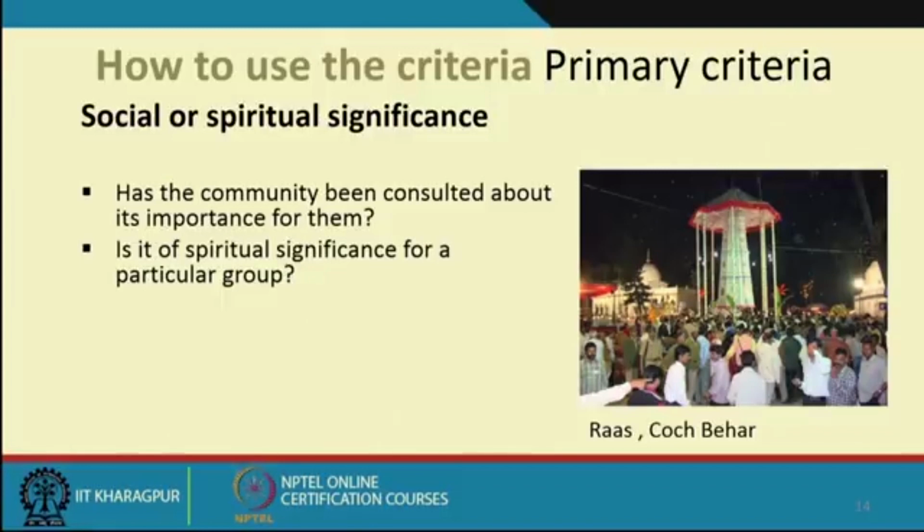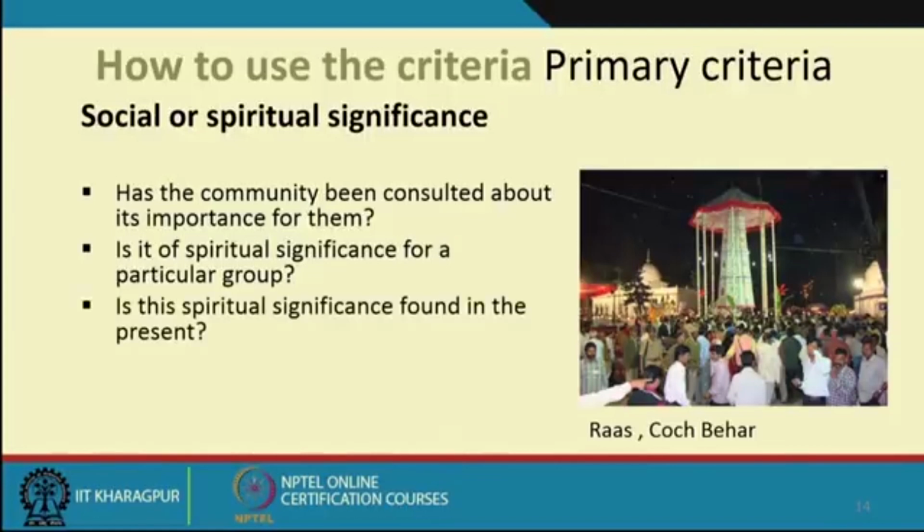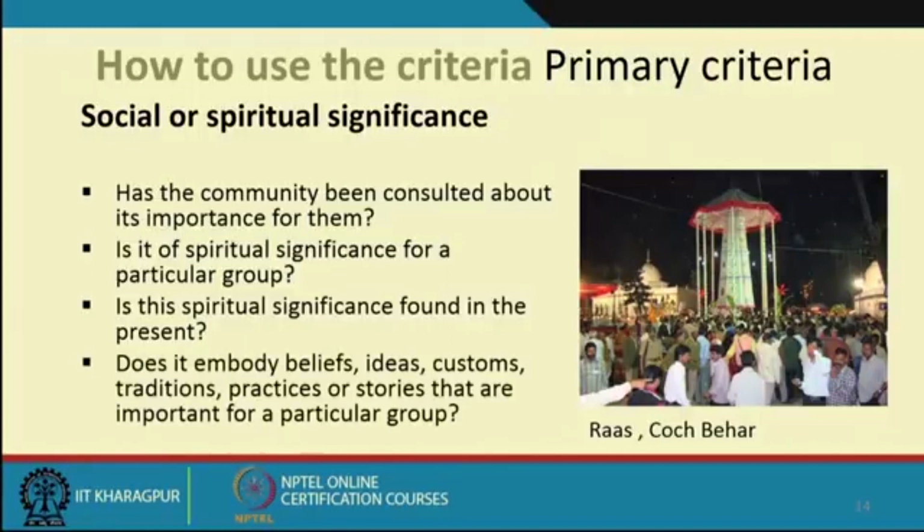So, let us take the checklist. Is it of spiritual significance for a particular group? And is the spiritual significance found in the present time? And does it embody beliefs, ideas, customs, traditions, practices or stories that are important for a particular group? So, let us see what this is. Just take an example of Rash in Cooch Behar.